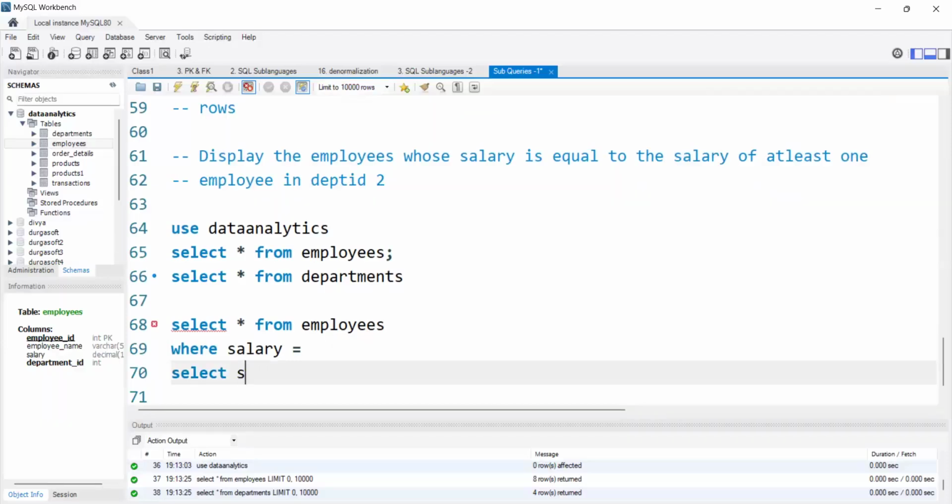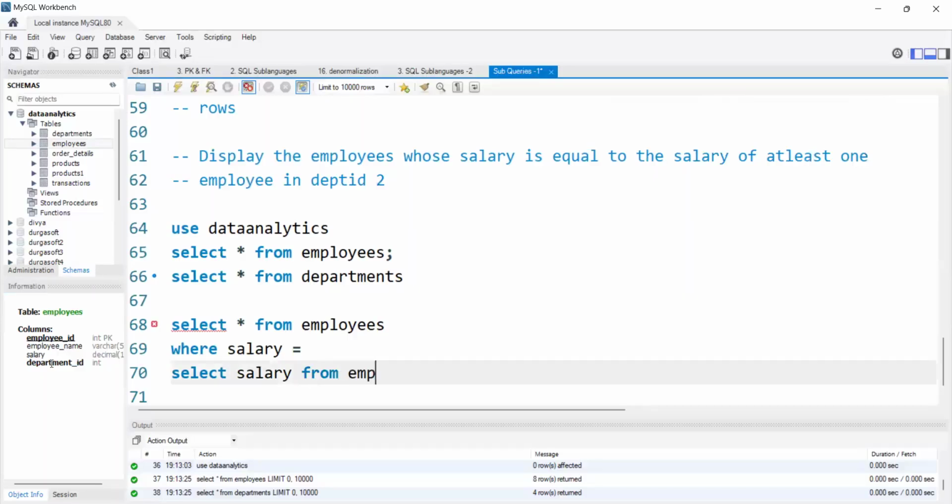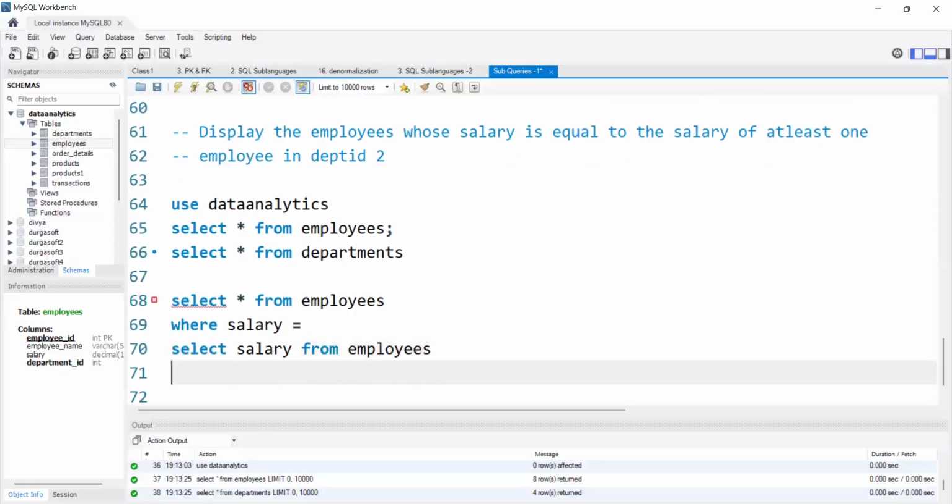I need to write directly select salary from the employees table, because in the employees table I have the salary column and I have the department ID column, correct? So I will directly write select salary from employees. Okay. Now what is my condition? Where department ID is equal to 2. This is my second question basically, right?